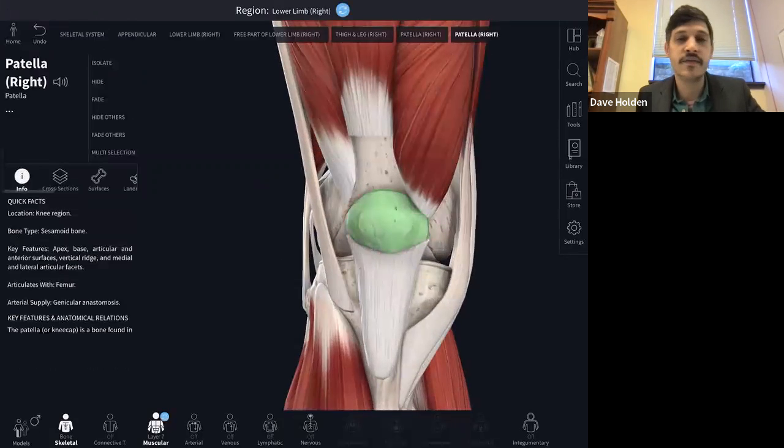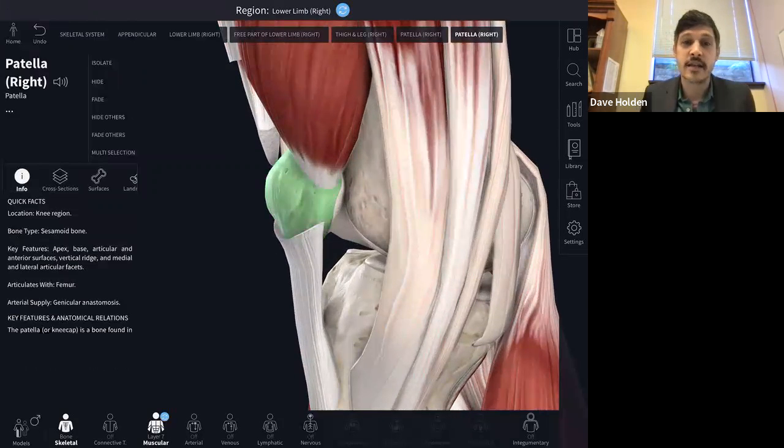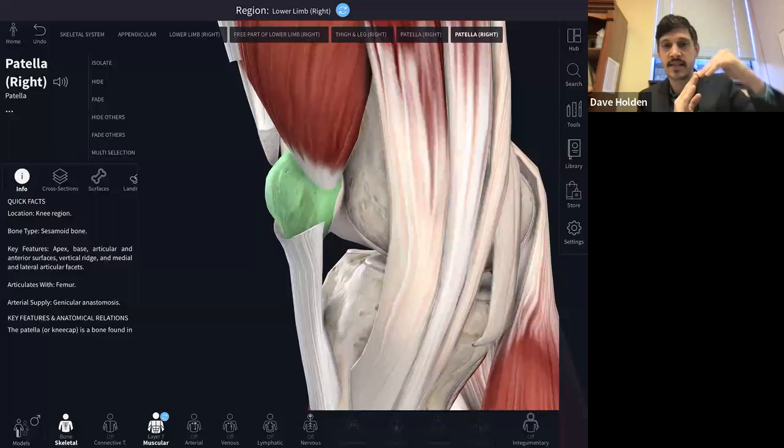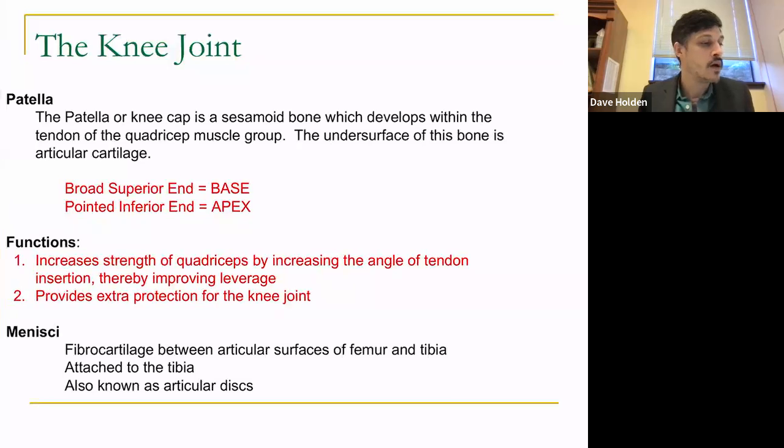And you'll notice it lives its life kind of embedded within the quadriceps tendon. And it serves as an interface. The purpose of this is to be able to adjust the angle of leverage for the tendon as it plugs onto the tibia. By changing the angle of leverage, we can increase the strength of the muscle. It also, since you have a bony shield right in front of the largest joint in the body, provides an extra degree of protection. So that's all about the patella.